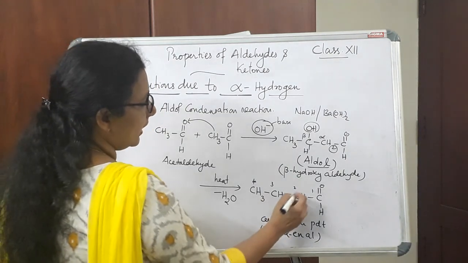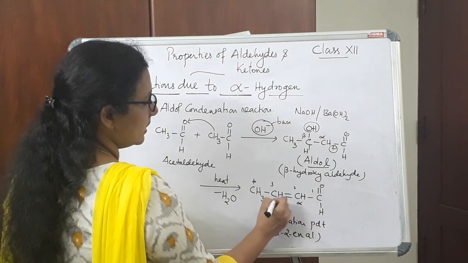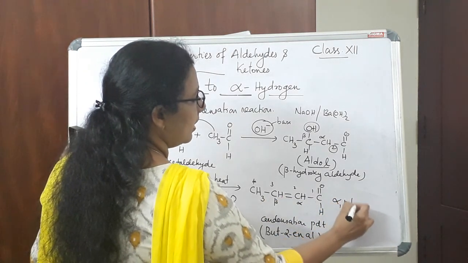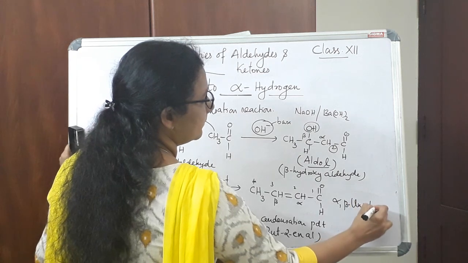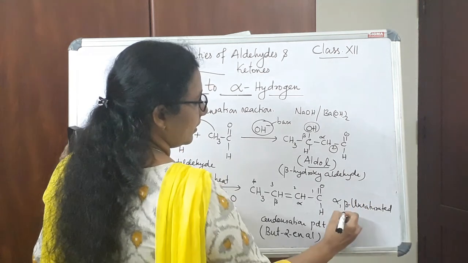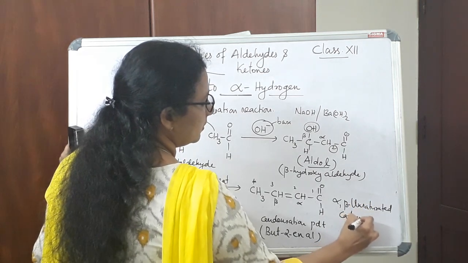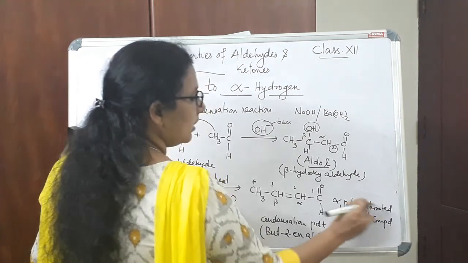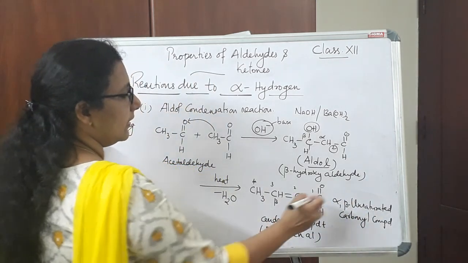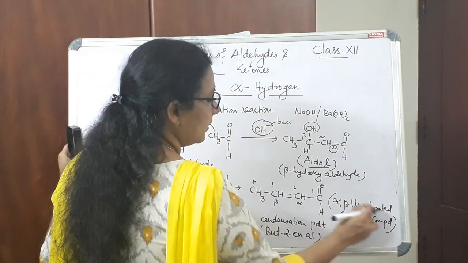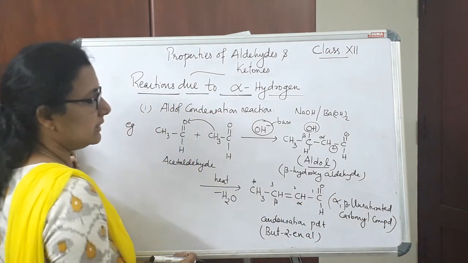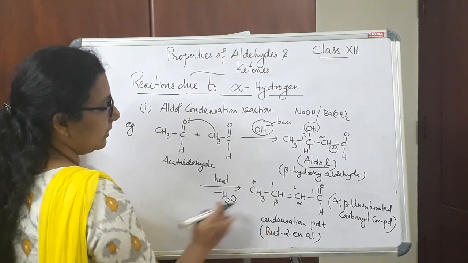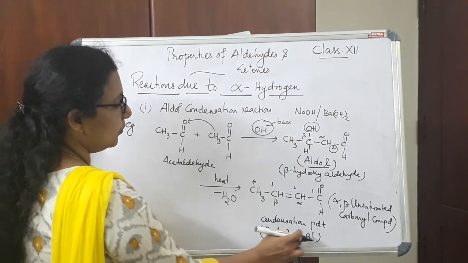Otherwise we can call it, this is the alpha position, this is the beta position, so we can call it an alpha beta unsaturated carbonyl compound, or an alpha beta unsaturated aldehyde. So we will get the final product as an alpha beta unsaturated carbonyl compound. The particular compound formed in this case is but-2-enal.